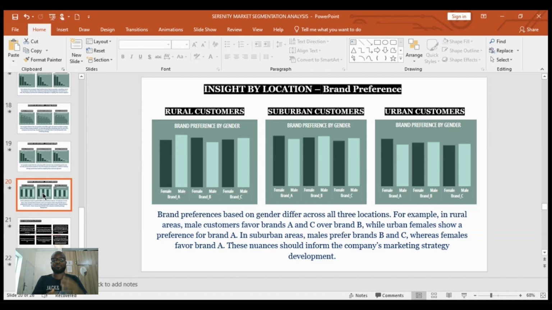Different genders prefer different brands in different locations. So what that means is the company cannot deploy the same marketing strategy across these locations. They need to be careful to target different genders in different locations with different brands in order to make their marketing campaign and marketing strategy more effective and engaging.